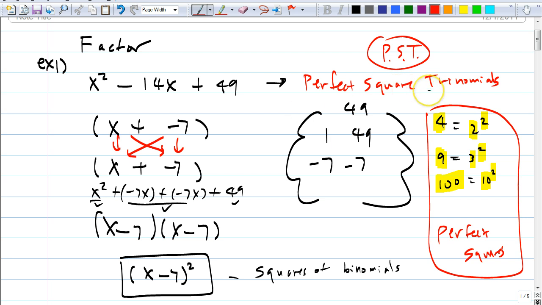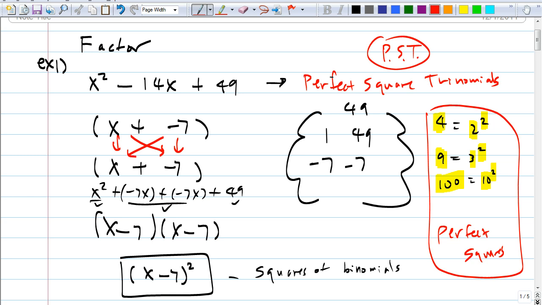Why don't we just call it a perfect square? Why do we have to say perfect square trinomial? Yeah, Chuck? The perfect squares are the numbers, like 4, 9, 100, 49, right? But since these are trinomials, they're called perfect square trinomials. Is that okay? So you will hear me referring to these trinomials as perfect square trinomials.